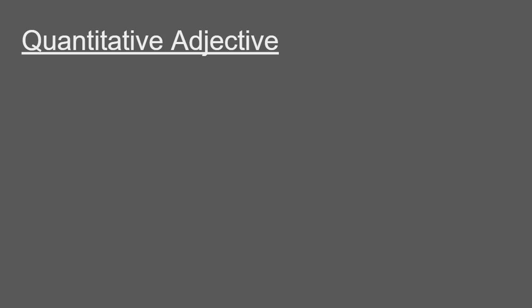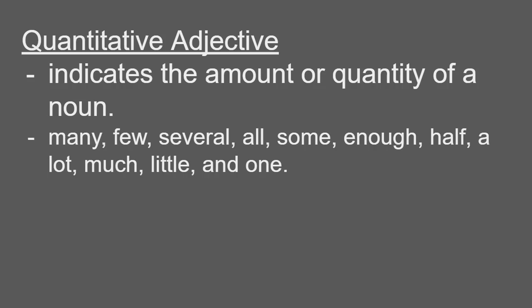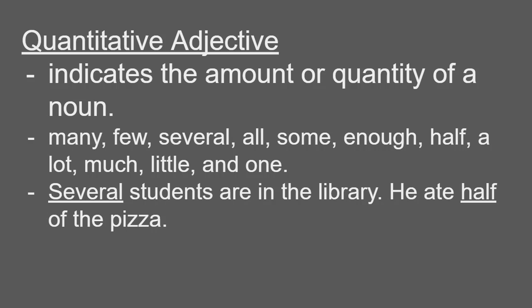Next is quantitative adjective. It indicates the amount or quantity of a noun. And those types of adjectives are many, few, several, all, some, enough, half, a lot of, a lot, much, little, and one or two or three, some amount. Let's see some examples. Several students are in the library. He ate half of the pizza.